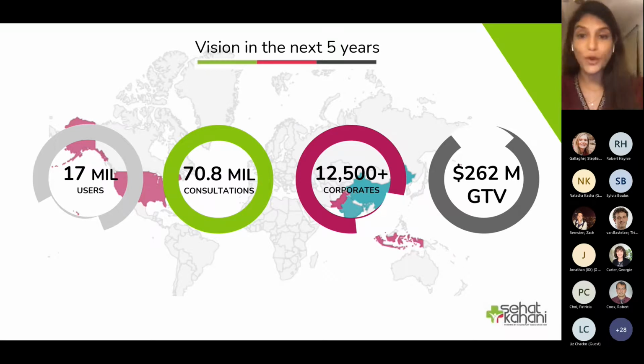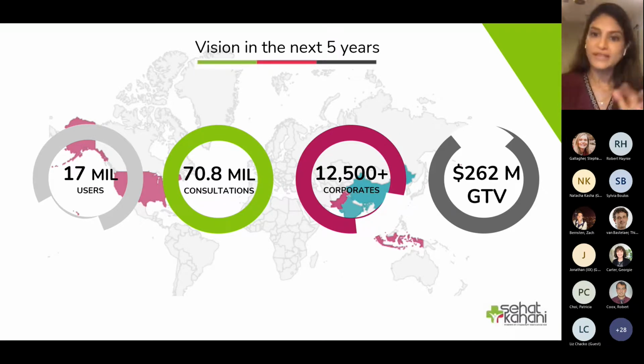So we are on our way to launch our first regional subsidiary in Sri Lanka, hopefully this year. And the vision in the next 5 years is to at least provide our services to 10% of Pakistan, which makes around 17 to 20 million users, and create a GDP of $262 million.